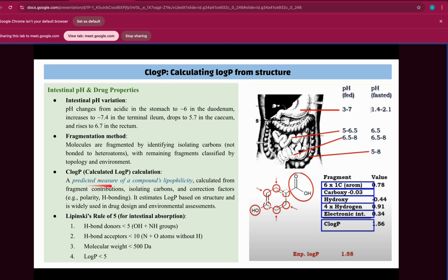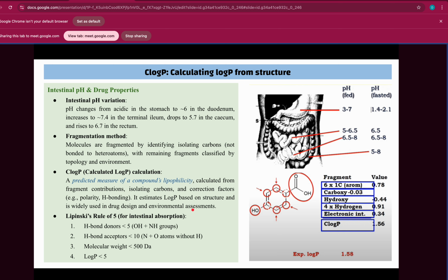So C log P is the predicted measure of a compound's lipophilicity, which is calculated from fragment contributions, isolating carbons, and correction factors such as polarity and hydrogen bonding. These things are used to calculate the C log P values, and it estimates log P based on structure.